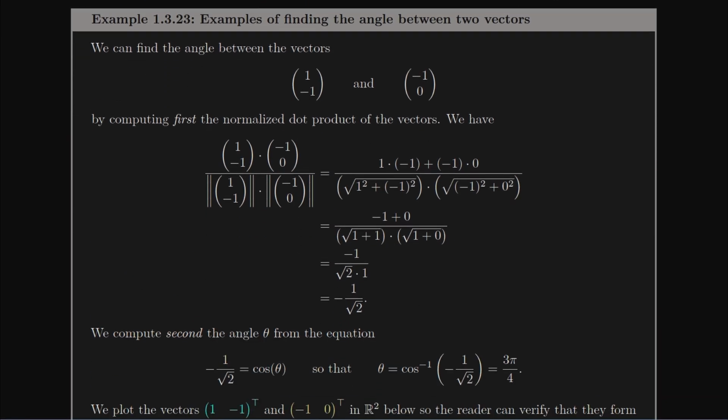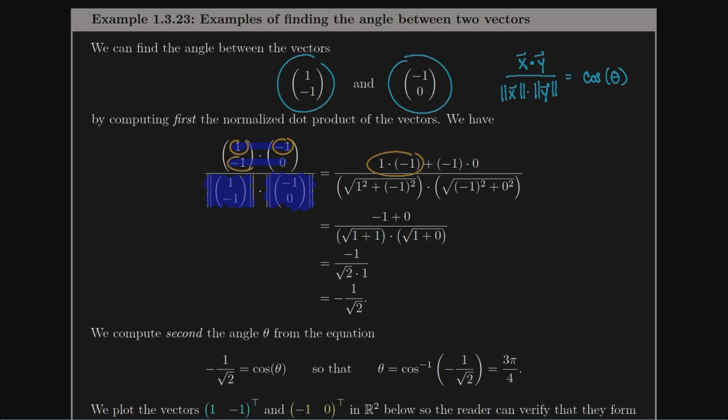Okay, so let's go ahead and find the angle between the two vectors shown here. I want to find the angle between (1, -1) and (-1, 0). How am I going to do that? Well, let's just recall the formula really quick. It's x dot y divided by magnitude x times magnitude y equals cosine of theta. We're going to go ahead and compute the dot product in the numerator. We're going to compute a couple norms in the denominator. And what happens when we do the dot product here? We have 1 times -1. We have -1 times 0. So the numerator is going to become -1 plus 0.